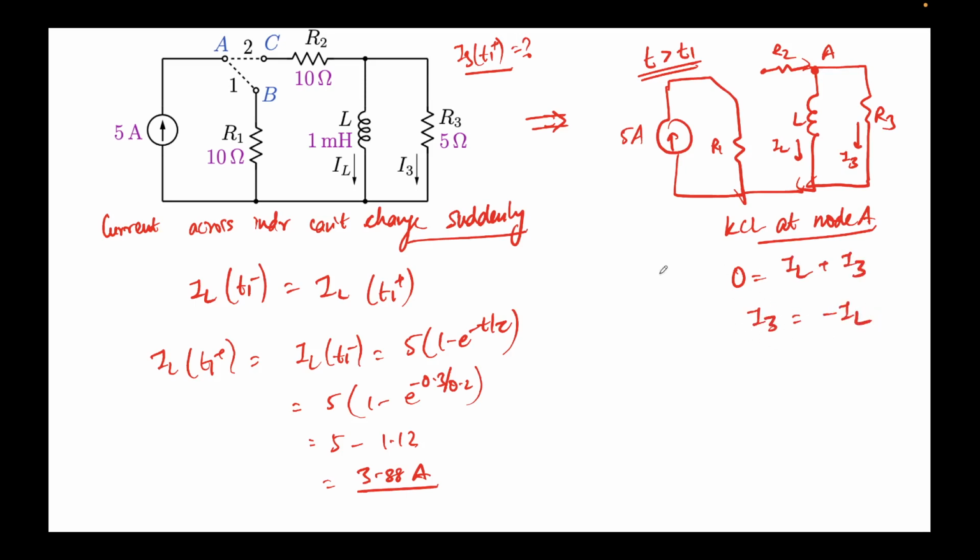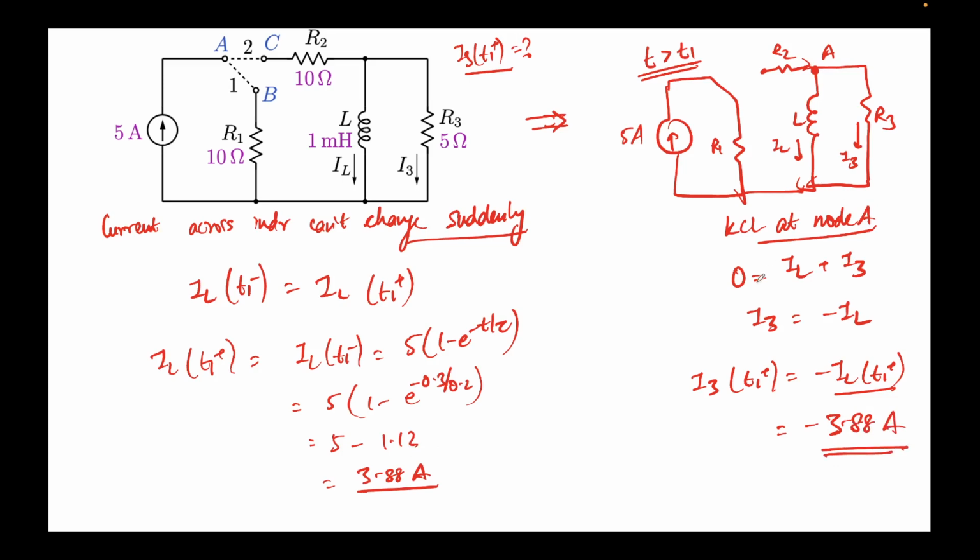And since we are interested in finding the current at just T1 plus, I will put t equal to T1 plus. So I3 at T1 plus should be equal to minus IL at T1 plus. We have already obtained IL at T1 plus, which is 3.88. So this expression will evaluate to be minus 3.88 ampere. So this is the value that we have obtained.